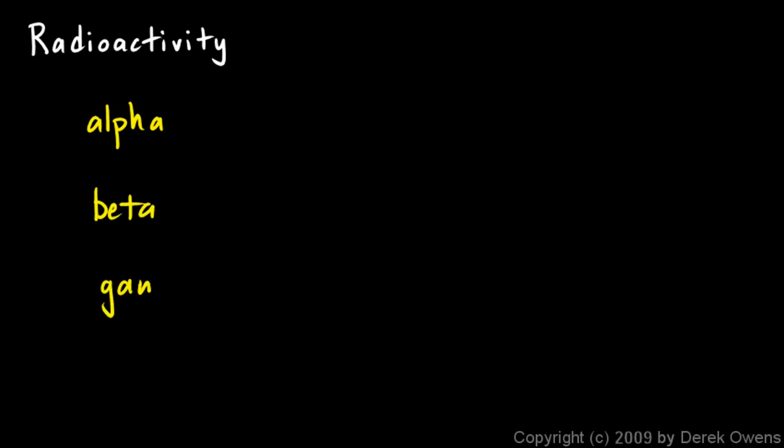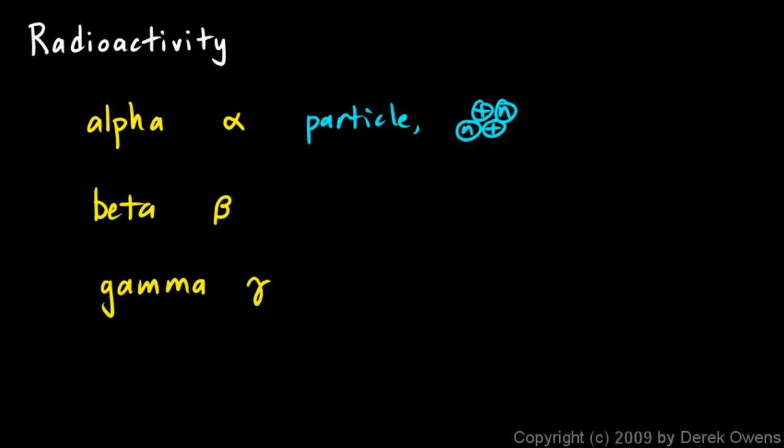Alpha, beta, and gamma. And they're commonly indicated by the letters. The Greek letter alpha looks like this, and beta looks like this, and gamma looks like this. Now, alpha radiation is a particle. And it's a positive particle, and specifically an alpha particle is a helium nucleus. So I'll draw this with two little protons and two neutrons. And that's what it is. It's a helium nucleus.